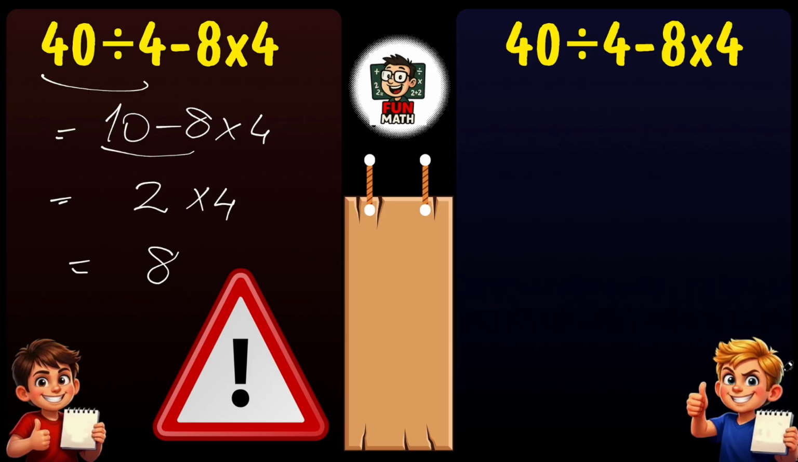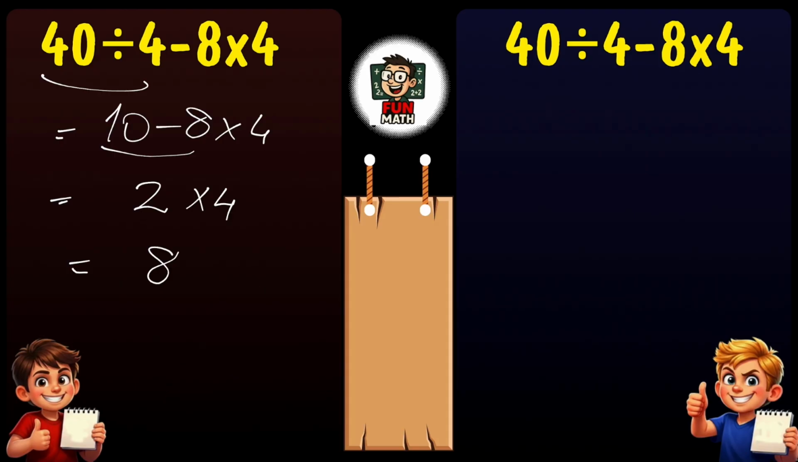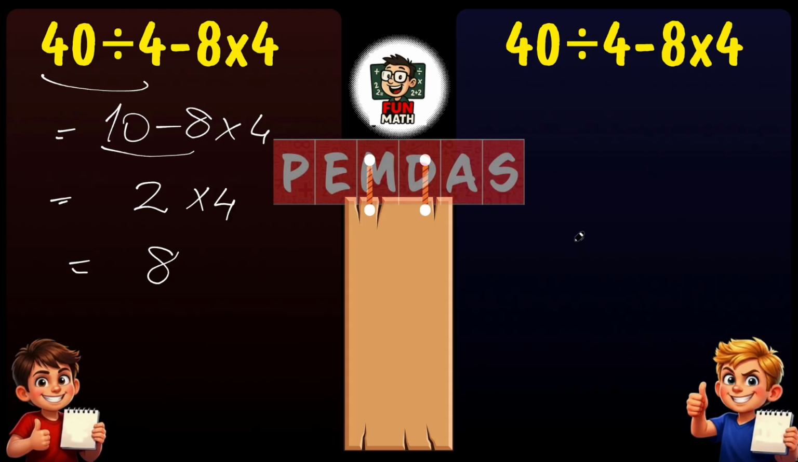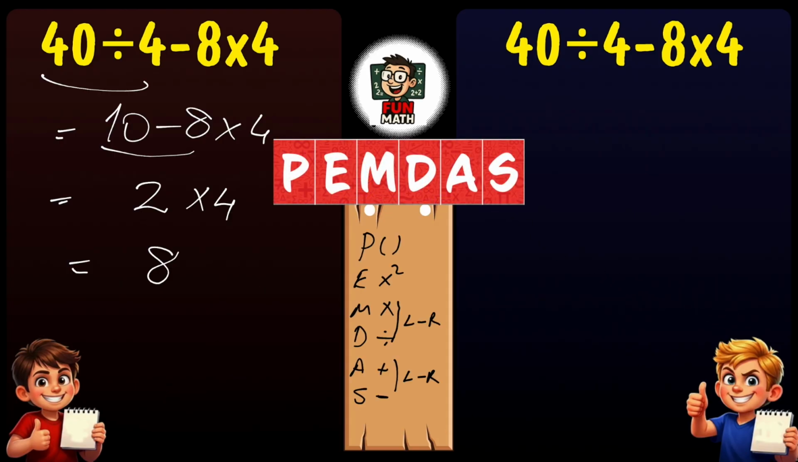Because we didn't pay attention to the order of operations. We remember the order of operations as PEMDAS. First, division and multiplication are performed from left to right. Then, addition and subtraction are performed.